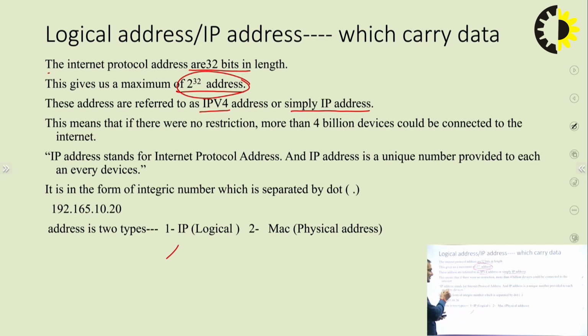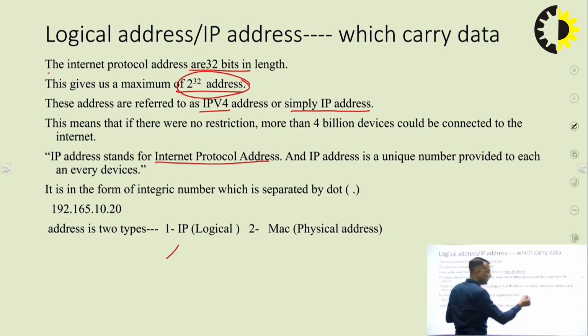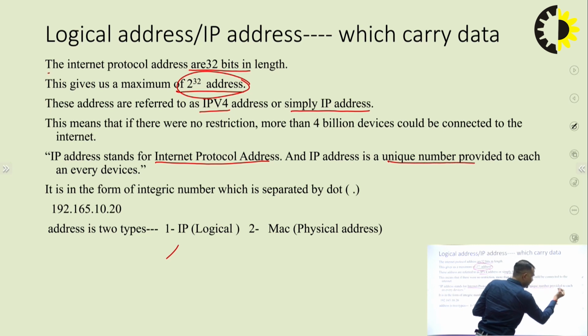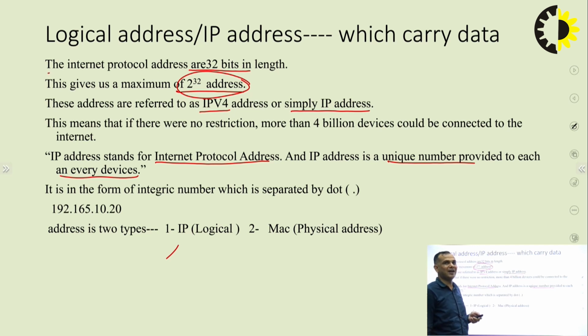IP address stands for Internet Protocol address, and it is a unique number provided to every device. When multiple devices are connected to the internet, every device has a unique IP address, or we can say a unique number, in the form of numbers separated by dots.